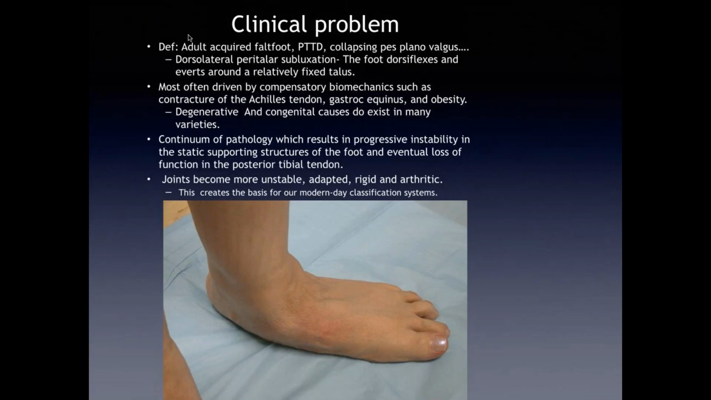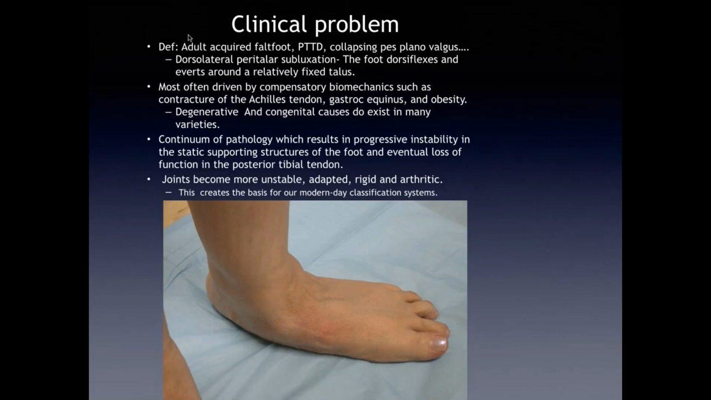As the continuum of pathology, we start to see progressive instability in the static supporting structures of the foot and eventual loss of function of the posterior tibial tendon. Joints become more unstable, adapt, and rigid and arthritic. This creates a basis of our modern day classification system. When we look at this, can we interrupt this pathology when it's just a soft tissue aspect? Or do we catch this pathology a little bit too late? And that's what leads us down the fusion pathway.